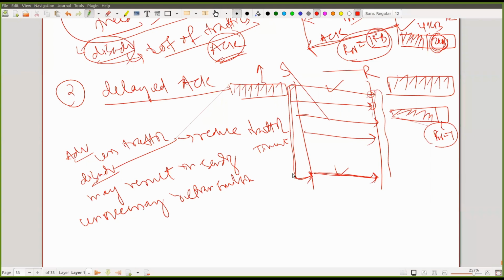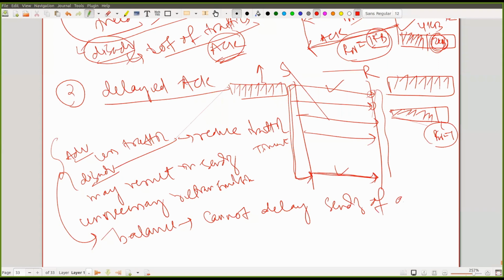So in order to make a balance between this advantage and disadvantage, what is the delayed ACK saying? Now the question is, till when do I have to delay the ACK? How much time can I delay the ACK? There is a solution provided to handle this scenario. The current implementation says you cannot delay sending of an ACK beyond 500 milliseconds.